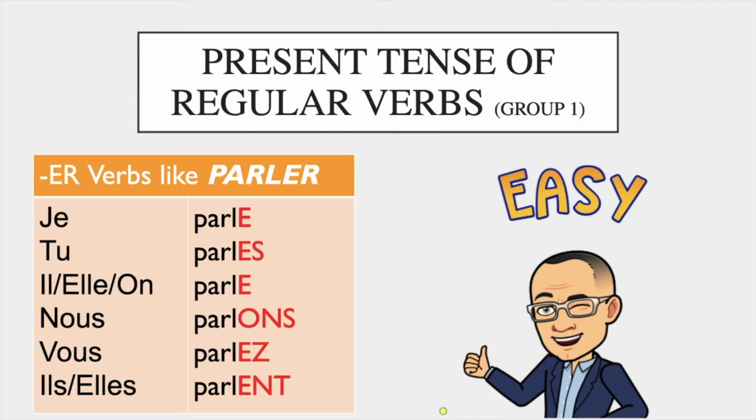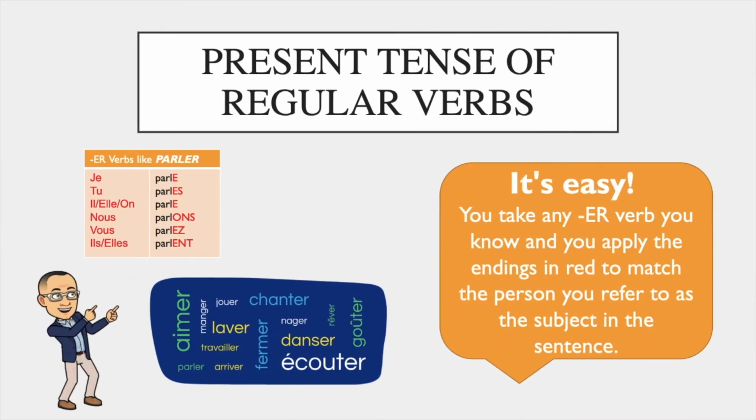Notice how je, tu, the first, the second, the third, and the last forms are pronounced exactly the same, and it is true for all ER verbs. Now, it's easy. You take any ER verbs that you know and you apply the rules. You use the endings in red here for each person in red, okay? And you apply this rule and you will not be mistaken, you will not go wrong. Remember that the first, second, third, and the last forms are pronounced exactly the same.